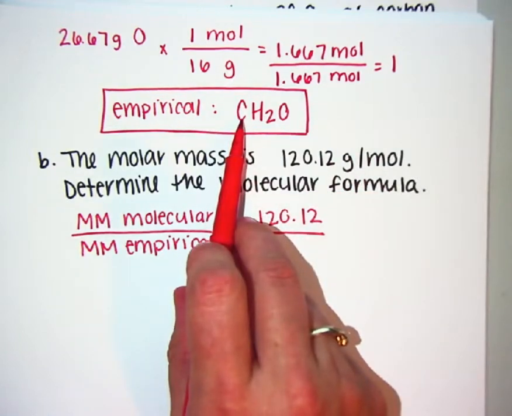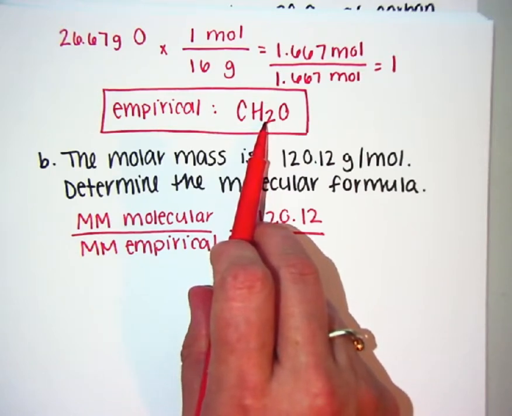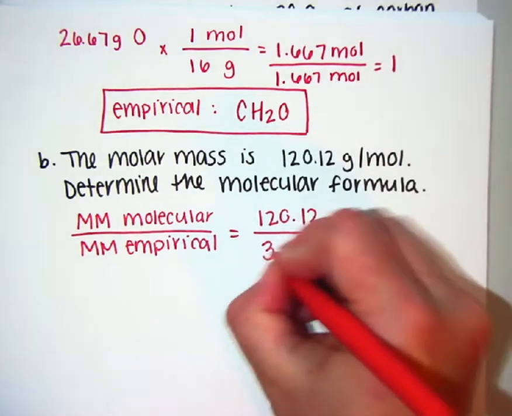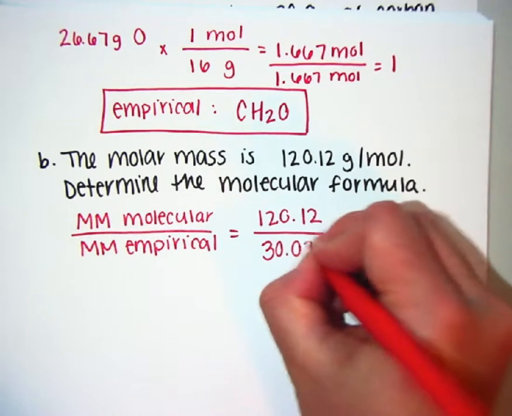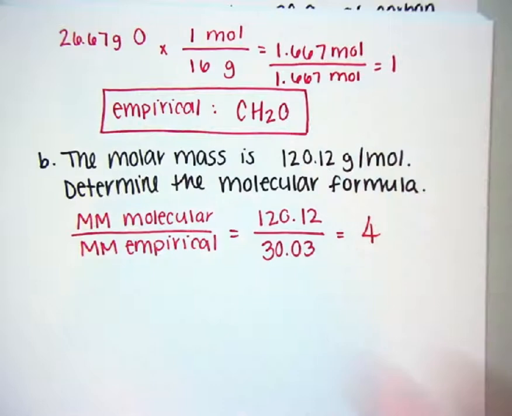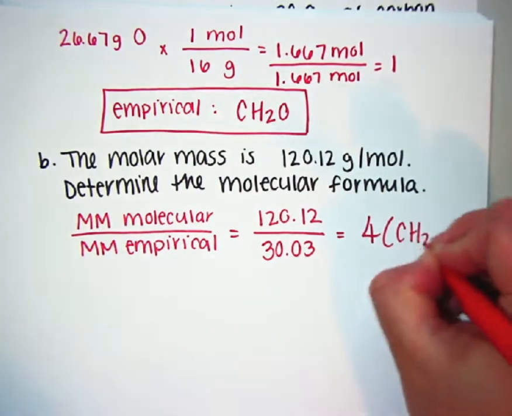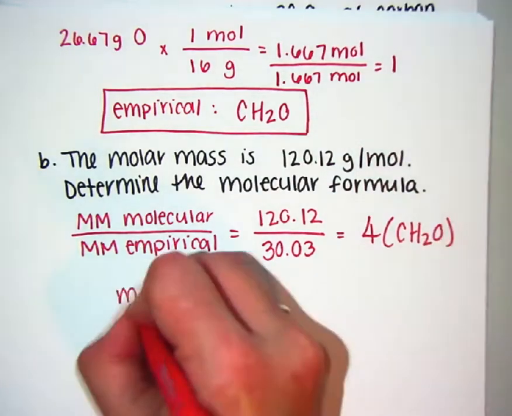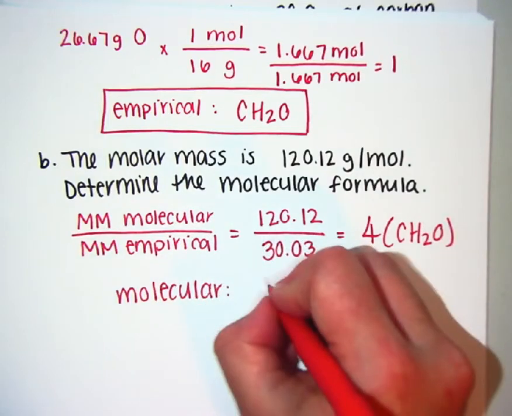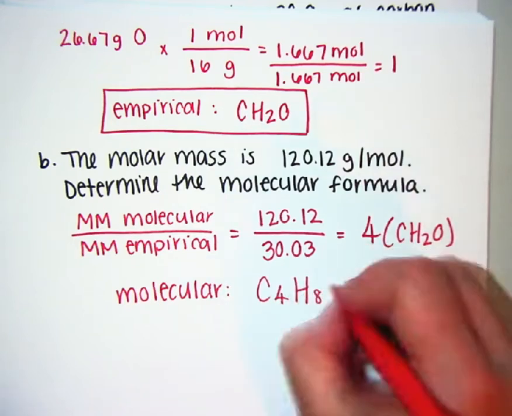Carbon 12.01 plus 2.02 gives me what, 14.03 plus 16, 30.03. 120 divided by 30 gives me about 4. I'm going to multiply the empirical formula by 4, which gives me a molecular formula of C4H8O3.